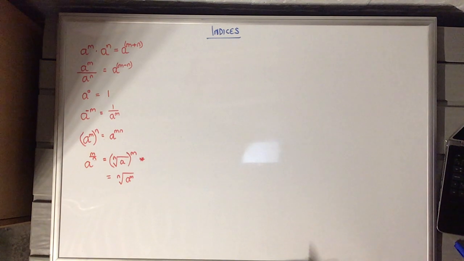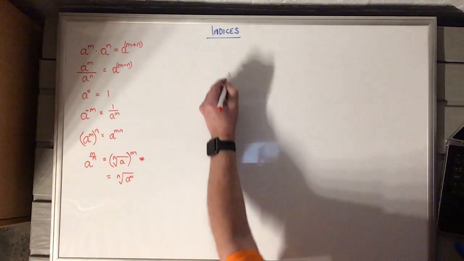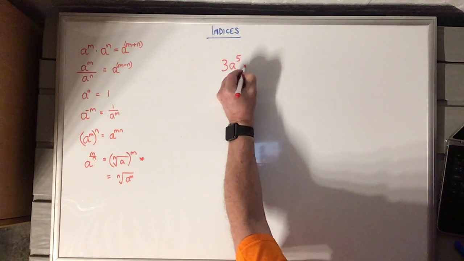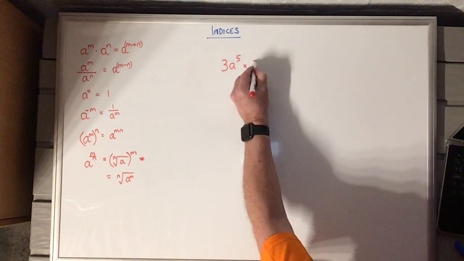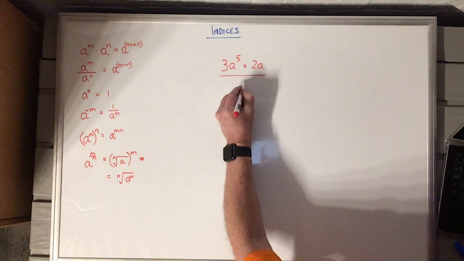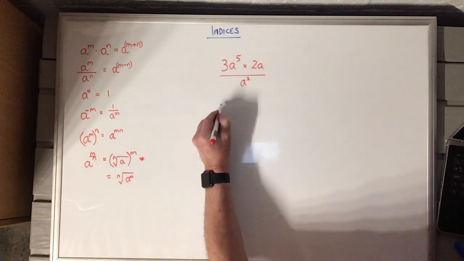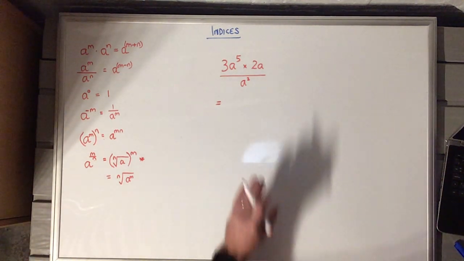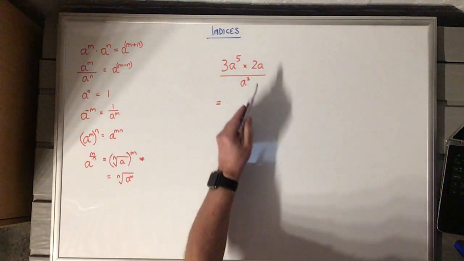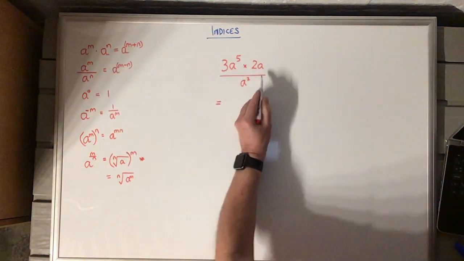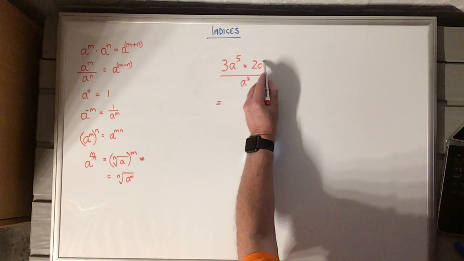We'll do any more. Yeah, let's go for one like this. 3a to the power 5 times 2a all over a squared. Well, you break this question down. Let's deal with the top bit of the fraction first. Well, the top bit of the fraction is the top rail. Remember, if you've got 2a, that a is the power 1 that you don't see.